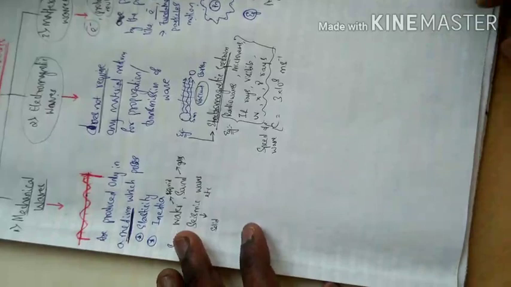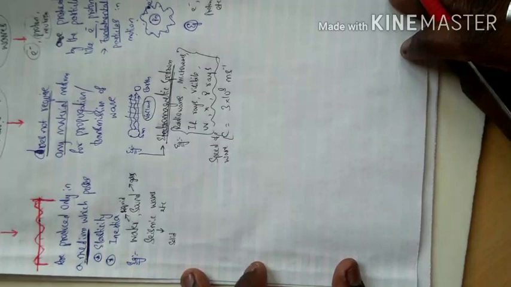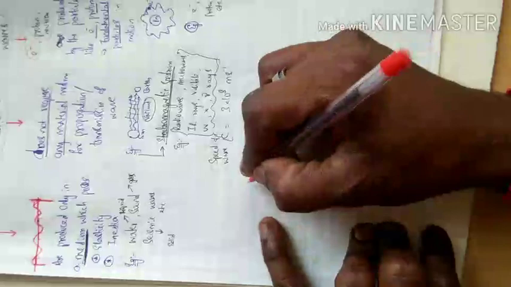Now let us see what a mechanical wave is. You know what a mechanical wave is? These are produced only in a medium which possesses two properties, that is elasticity and inertia. Now we are going to discuss only the mechanical waves.